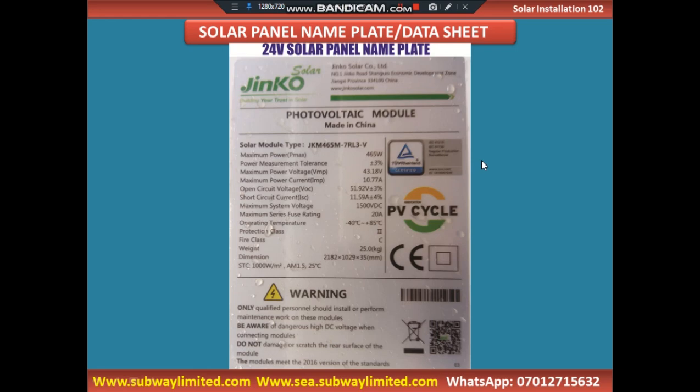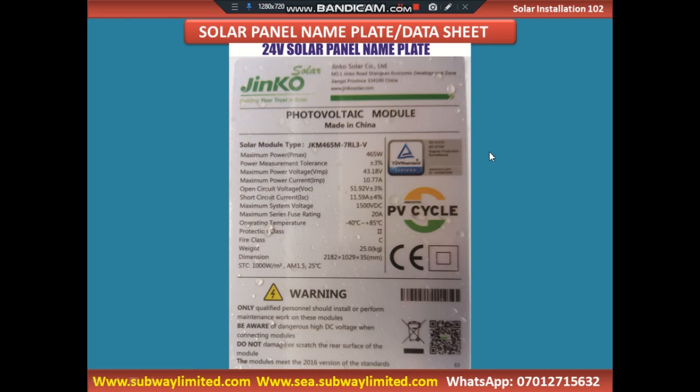So when we are saying a 12 volt system, we are making reference to the charge controller. We are making reference to the inverter size in particular. So when we say 12 volt system, that means we are using one solar battery. When we say a 24 volt system, we are using two solar batteries. A 36 volt system, we are using three, and a 48 volt system, we are using four solar batteries of 12 volt each.